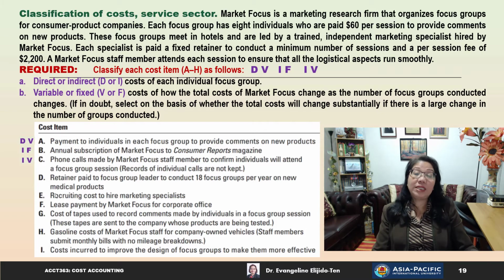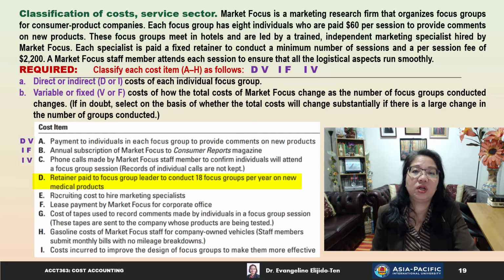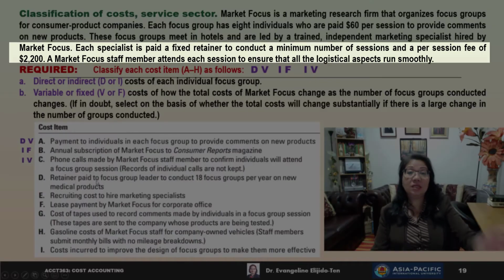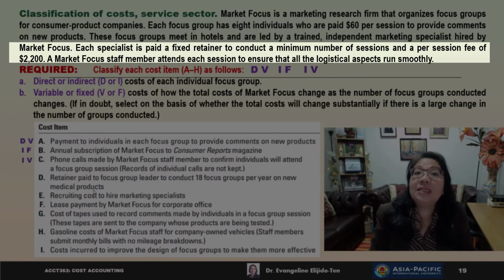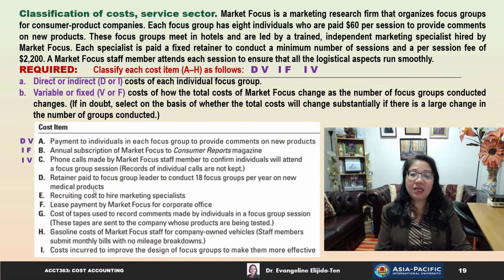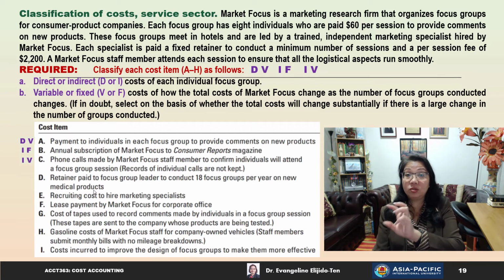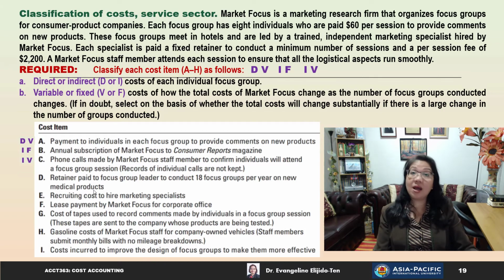Let's go to letter D. Retainer paid to focus group leader to conduct 18 focus groups per year on new medical products. So this retainer that we mentioned earlier is stated here. Each specialist is paid a fixed retainer to conduct a minimum number of sessions. So that retainer payment is a fixed component. And is that direct or indirect? Well, can we trace this retainer fee to a particular focus group? The answer is no, we can't. So therefore, it's indirect and it is fixed.